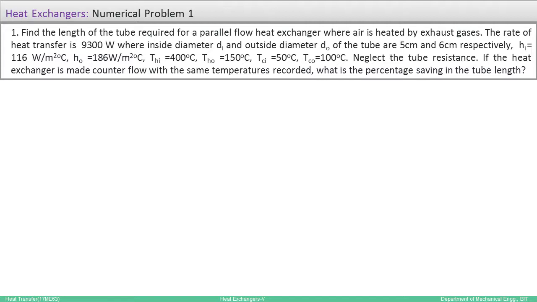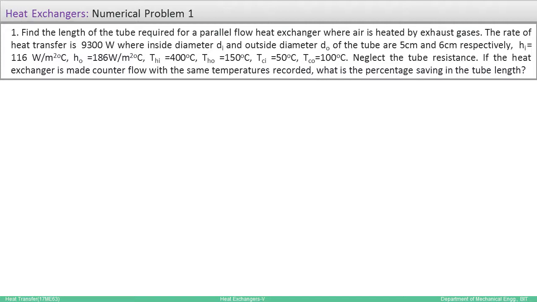Hi, that is the heat transfer coefficient on the inside surface, is 116 watt per meter square degree Celsius, and H naught is 186 watt per meter square degree Celsius. Thi and Tho, the inlet and outlet temperatures of the hot fluid, are 400 degree Celsius and 150 degree Celsius respectively. Similarly, Tci and Tco, the inlet and outlet temperatures of the cold fluid, are 50 and 100 degree Celsius respectively.